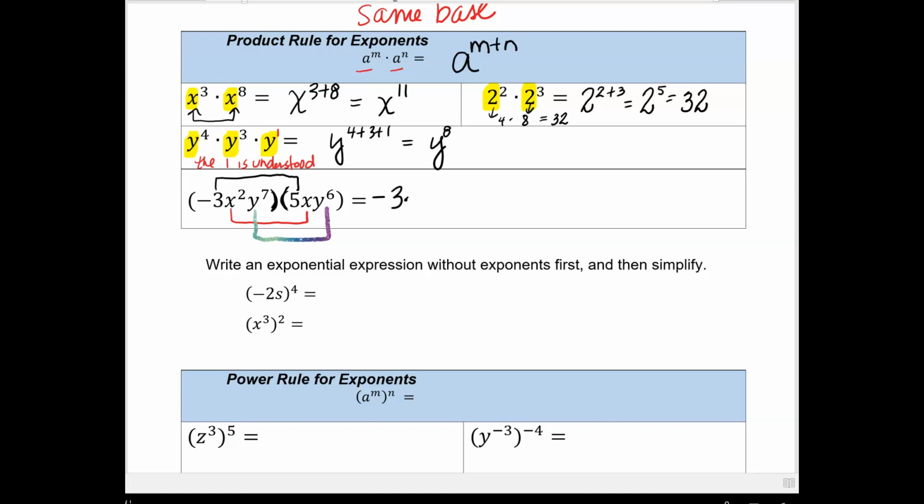So -3 times 5 we can multiply together. X squared times x. Again, what is that rule? Then also y to the 7th times y to the 6th. So let's multiply -3 times 5. That's -15. X squared times x is x to the 3rd power. And y to the 7th times y to the 6th, what is that answer? Y to the 13th is correct.